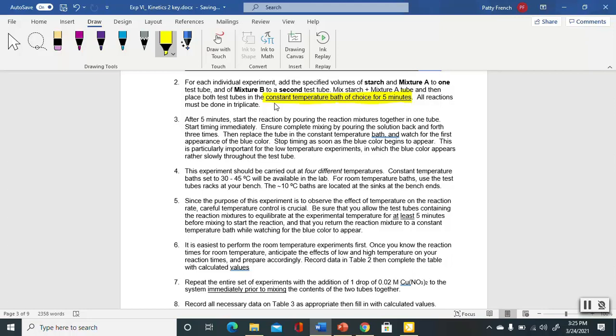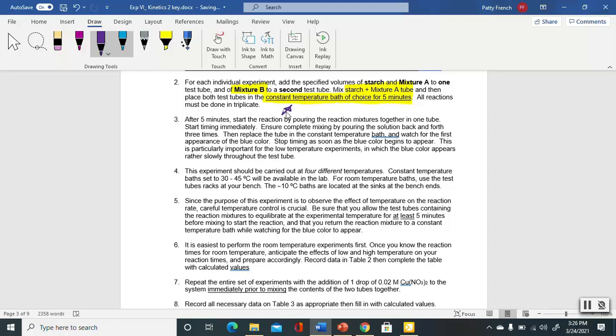because those solutions needed time to warm up. So what you do is you get your test tubes with A and your test tubes with B, and you stick them in the temperature bath and warm them up for 5 minutes. At the end of that 5 minutes, you know what's in mixture A and mixture B, with the starch. Those 2 test tubes are going to be at this temperature.